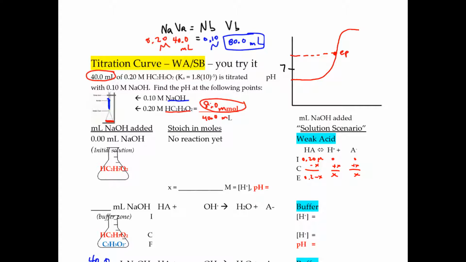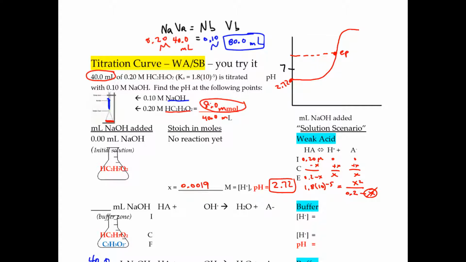0.2 minus x. I'm going to set that equal to Ka, which is 1.8 times 10 to the minus 5th, equals x squared over 0.2 minus x. I'm going to ignore that minus x, and I'm going to find out my x is 0.0019. Remember, that's a molarity. So then all you have to do is negative log that, and you get 2.72. So this weak acid starts at a pH of 2.72, which makes sense. It's below 7.